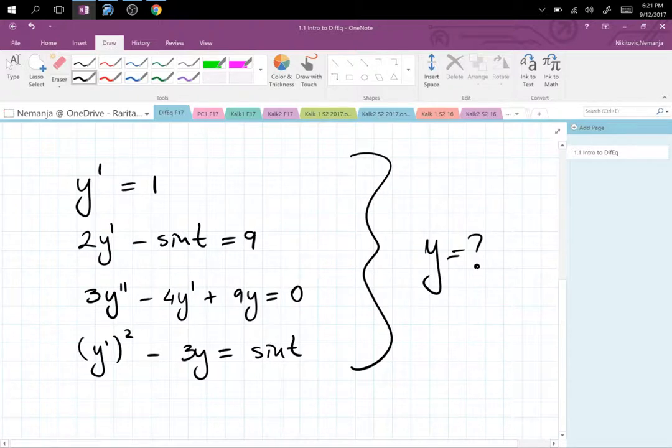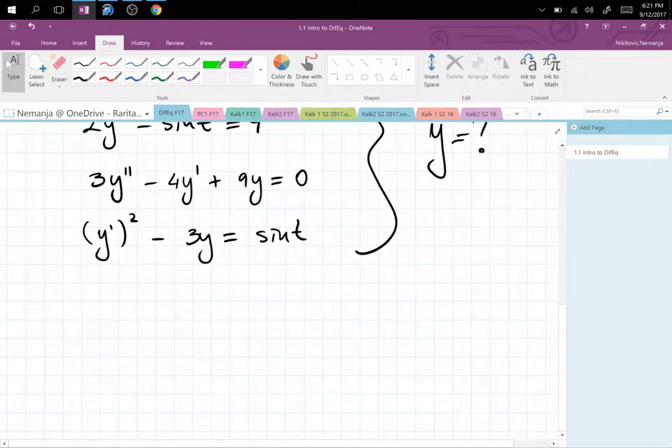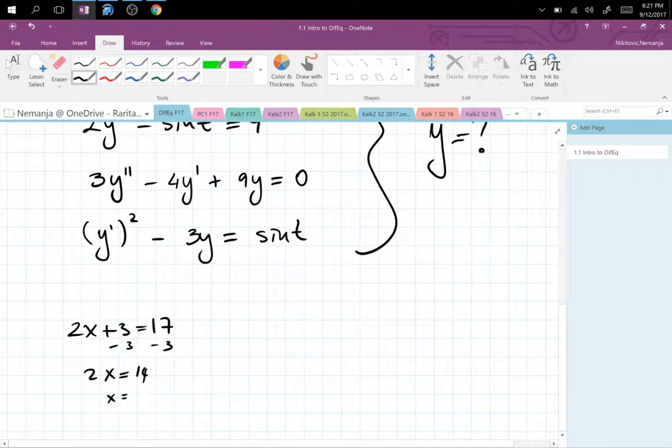You are used to basic equations. So far, when you see 2x plus 3 equals 17, you subtract 3 on both sides, 2x equals 14, and then x is eventually 7. Now, think about this: exponential equations, logarithmic equations, trigonometric equations, any kind of polynomial.